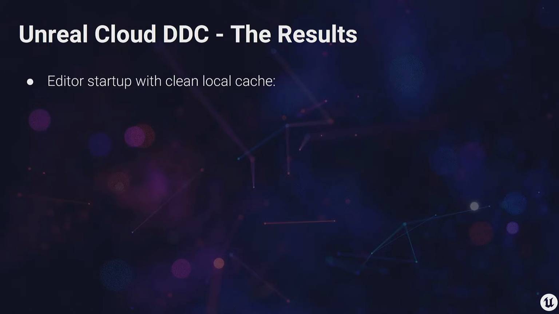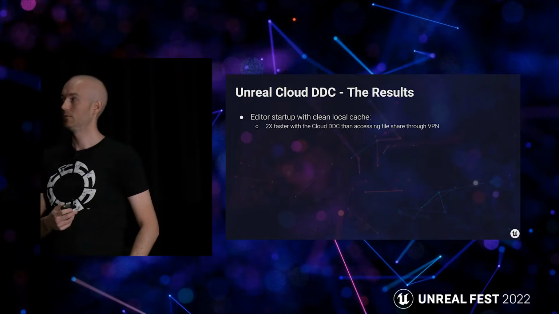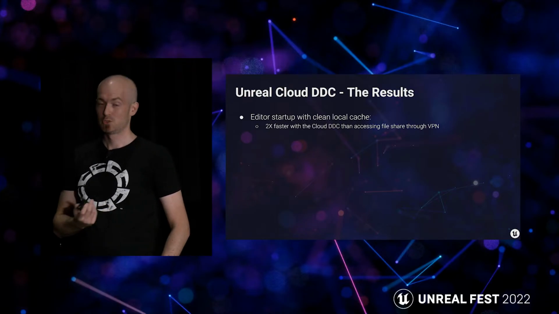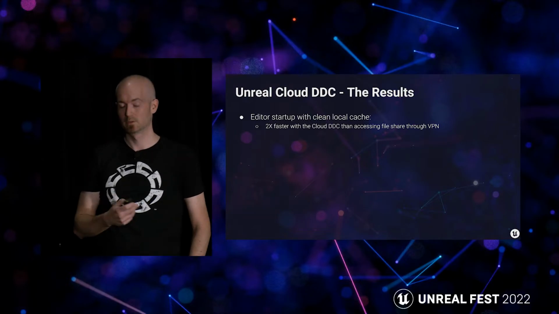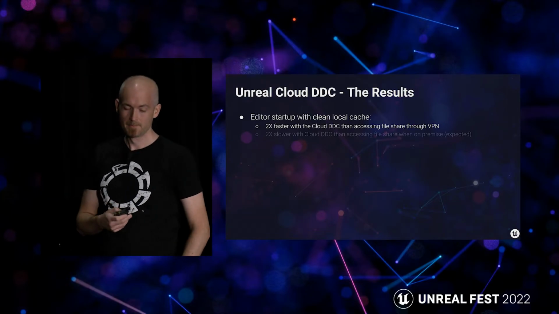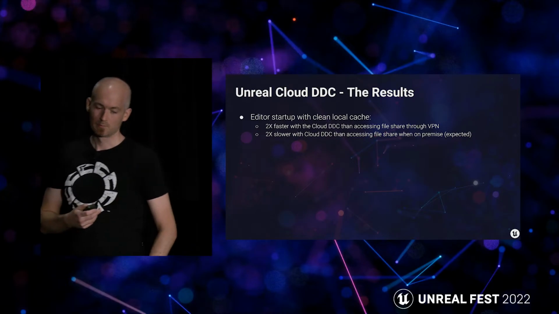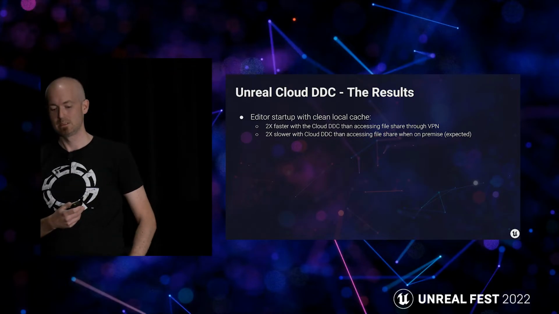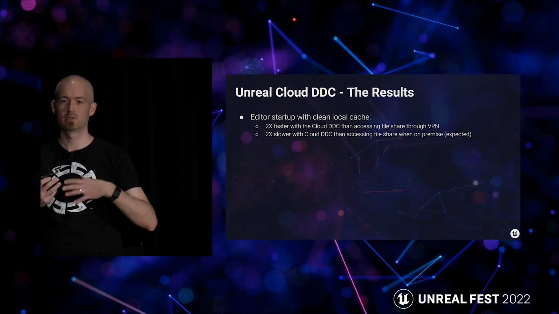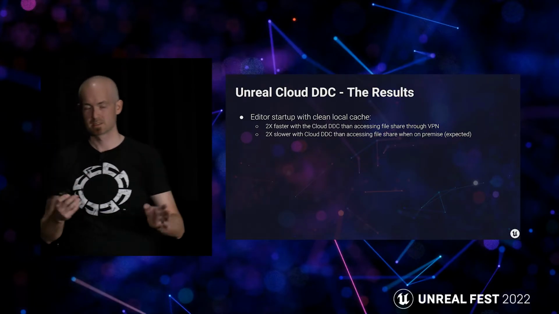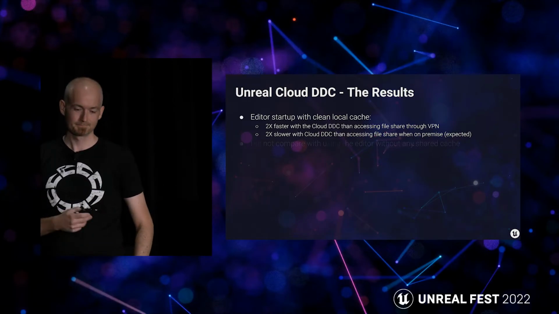Based on editor startup with clean local caches, we're finding that the cloud-based DDC is actually 2 times faster than accessing the file share through a VPN, which is amazing. That's definitely a huge win for us. And then, like you might expect, we did try this, but it's actually 2 times slower with Cloud DDC than accessing the file share if you're on-prem. But again, you're on the fast network, you can connect to the SMB share. That's expected. We just wanted to make sure that everything was working, and we got the results we expected.